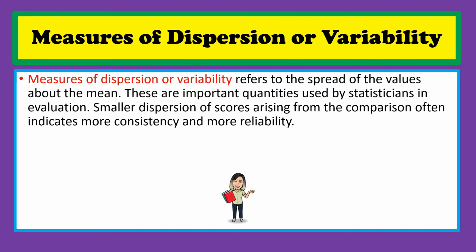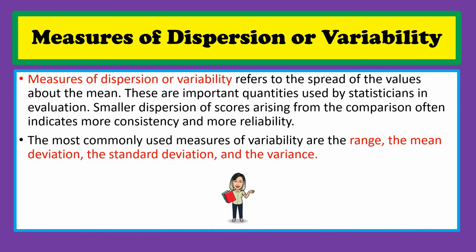Smaller dispersion of scores arising from the comparison often indicates more consistency and more reliability. The most commonly used measures of variability are the range, the mean deviation, the standard deviation, and the variance.